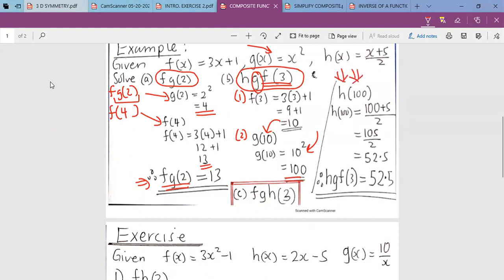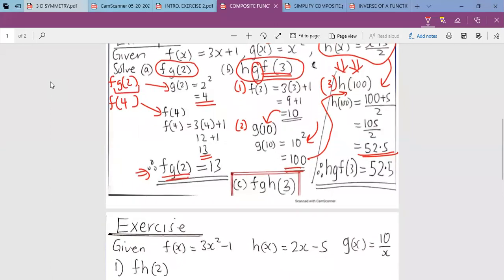Then after getting 100, we go to the third step up here. Look at this second arrow. That's our third step, h. Because our answer was 100, our 100 becomes the bracket for the third one, h. And remember, our function for h is there, that one. So in the place of x, we keep 100, and we get 100 plus 5 over 2. And then this is our final answer. So that's how we solve this kind of function. So I put example 3 there for you to attempt. So you attempt it later.